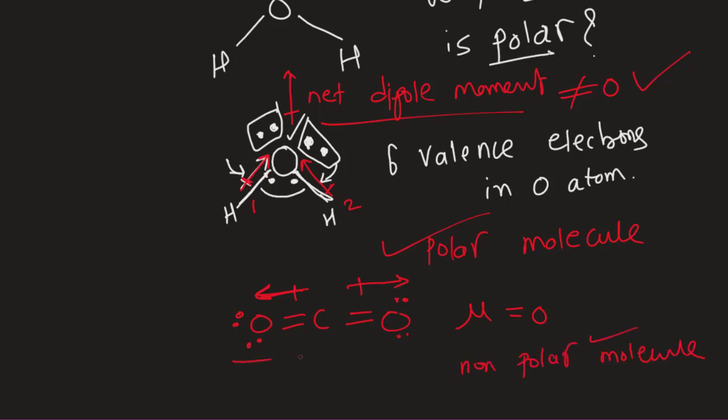And also look at the shape. It is a linear shape. Okay. Over here we have got this angle between two bonds, and that's why the net dipole moment is not equal to 0.